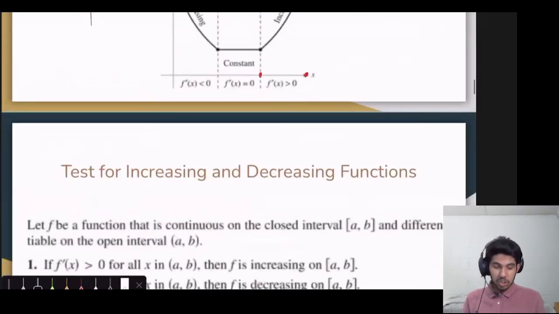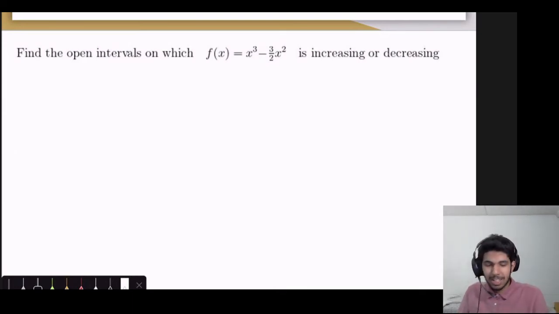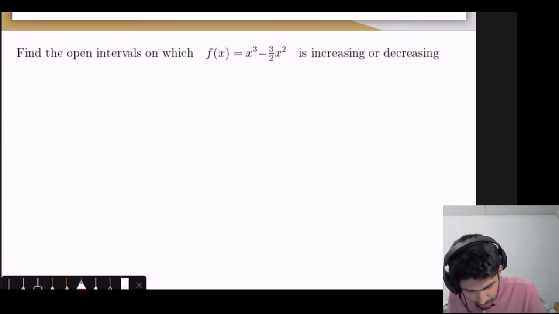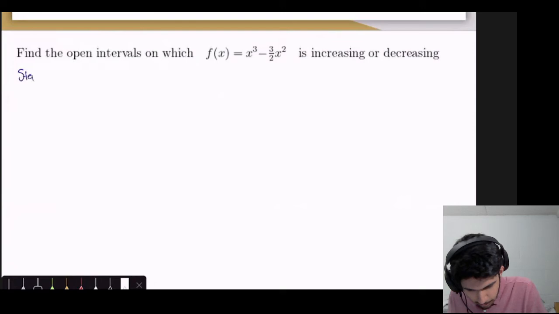So what we can do is we can find the critical points of our function, and then we can test the left and right side of it to see if the function is increasing or decreasing before we hit that critical value. So let's do that. I don't want to use red. Getting tired of it. Let's do blue. Step 1. Find critical points.